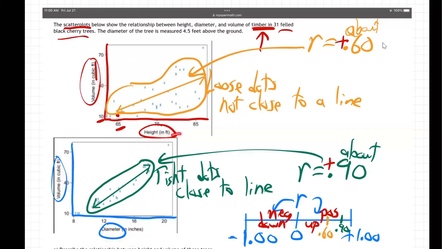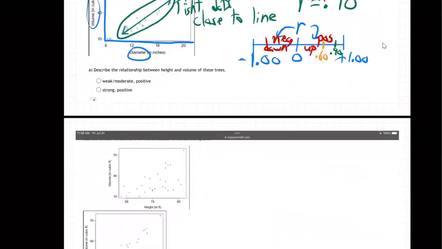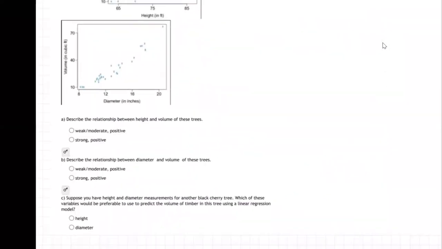You can have some trees that are pretty tall, but they're really thin and there's not much lumber there. See, the dots are looser. So that's their questions. Let's go down and answer all their questions. Here we go.